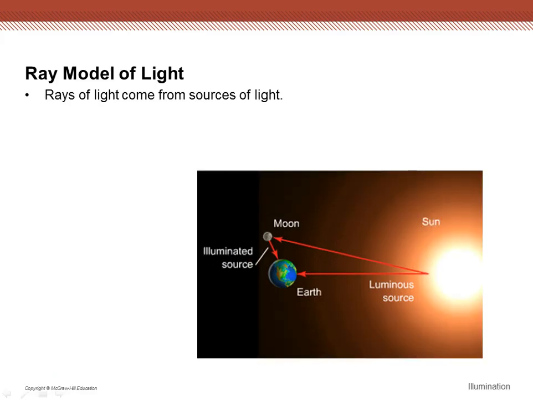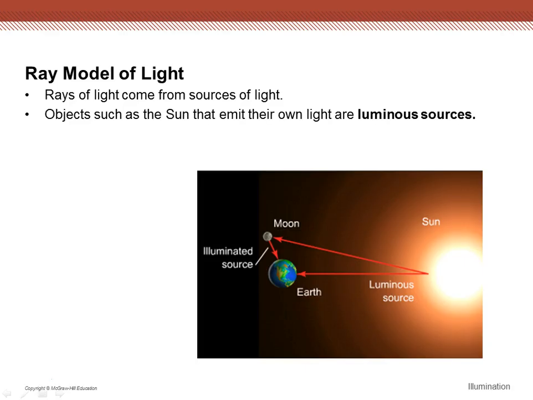So rays of light come from sources of light. One of the biggest sources of light that we encounter in our everyday life is the sun, and that's what lights up our day. And we use that light for all sorts of things. And even when we talk about the sun, we're going to consider that to be a point source because it is so far away. Even though it's huge, it's so far away, we'll consider it just to be a source of light at a single point.